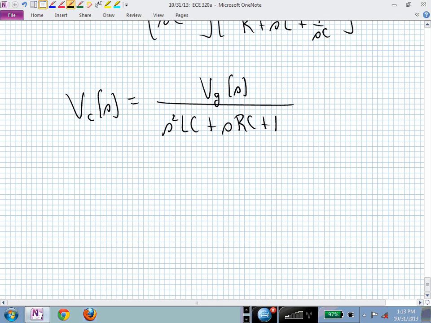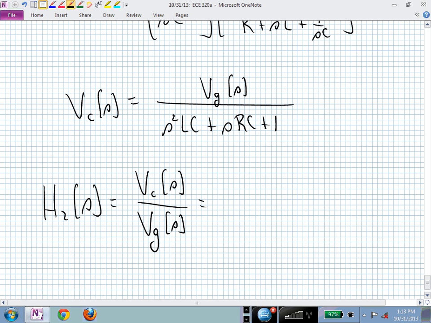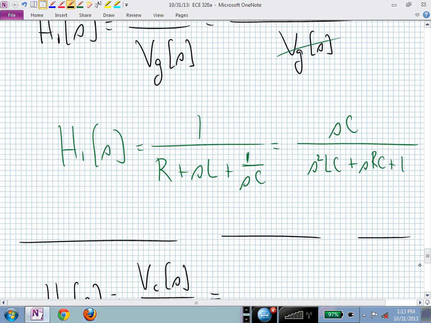And now if I wanted the second transfer function, which is the ratio of the output that I'm interested in, in this case V sub c of s over V sub g of s, I could start with that equation that's visible at the top of the page and divide both sides by V sub g, and I have my transfer function. The transfer function now is simply 1 over s squared LC plus s RC plus 1. Do you notice anything about h sub 2 relative to h sub 1?